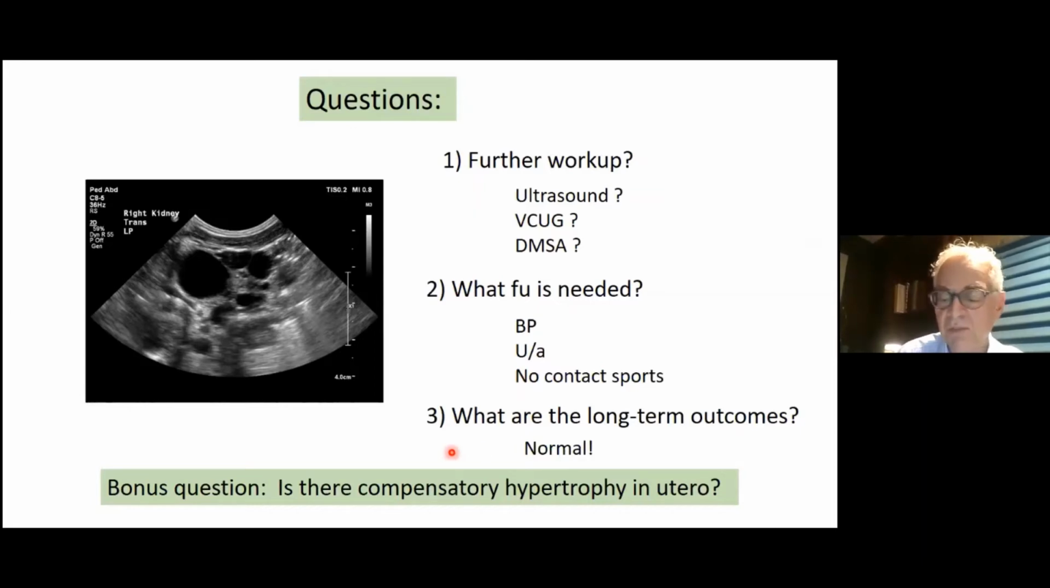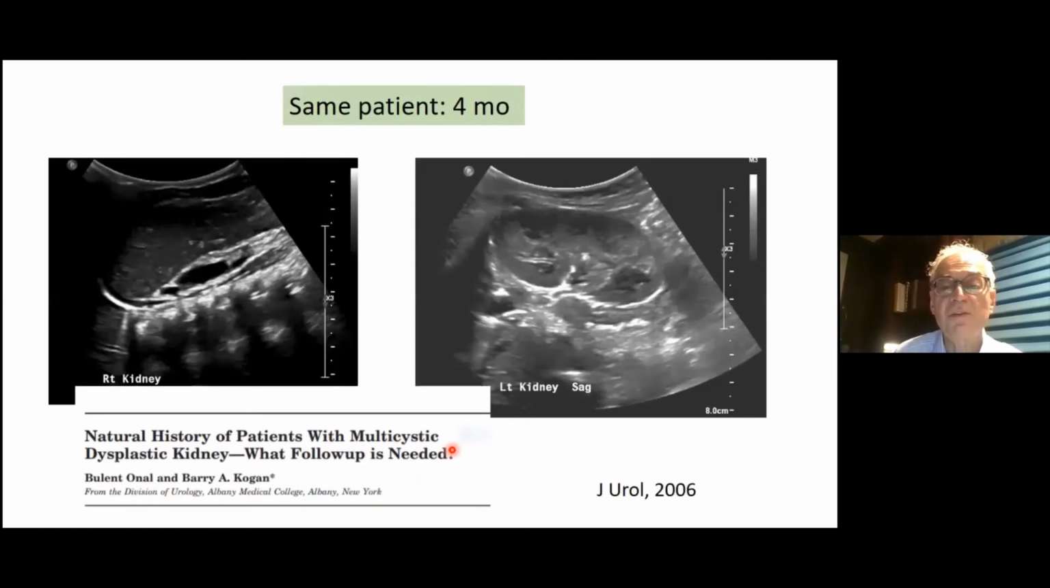Okay, let's move on. I think because there was minimal hydro on this side, my nurse practitioner ordered an ultrasound, or maybe I ordered an ultrasound. And this is what that multicystic dysplastic kidney looked like even in 4 months. And there's a reference if you care.